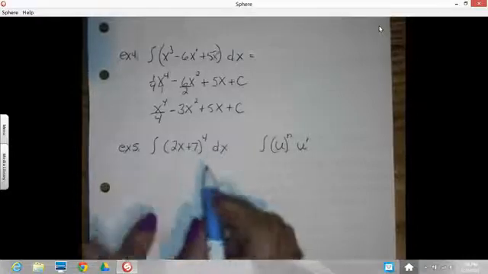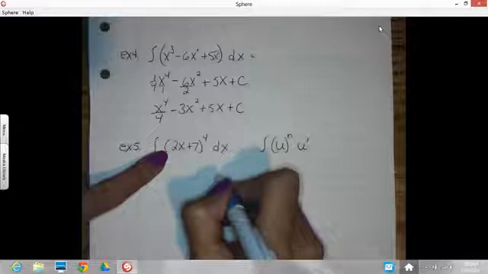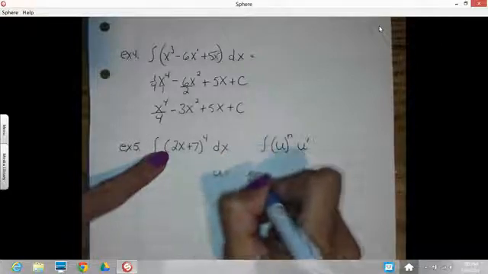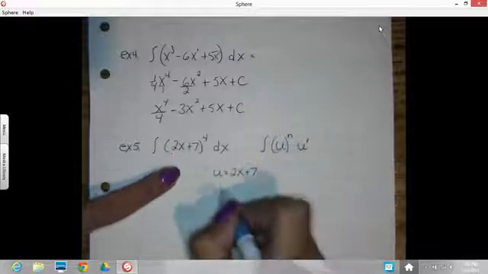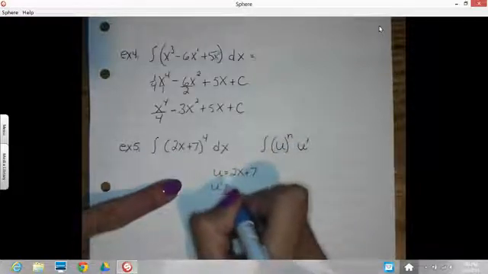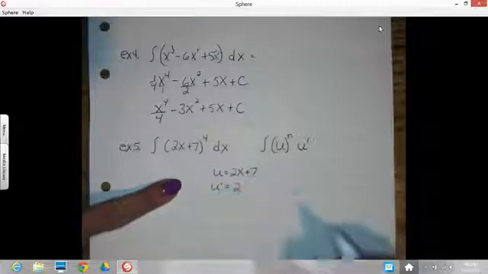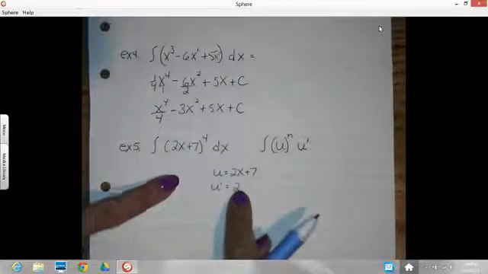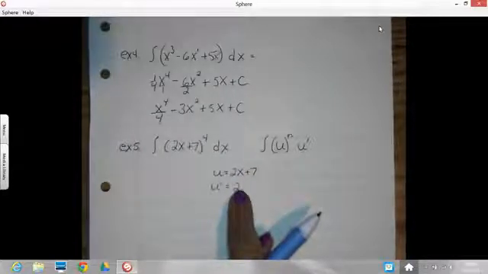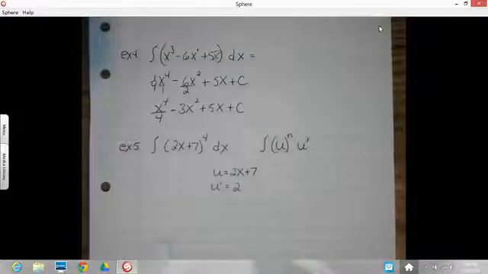But think about u as being this whole inside. U is 2x plus 7. So then u prime is equal to, the derivative here is 2, and that's a 0. Well, what I need attached to this dx is a 2. Well, I'm not allowed to just multiply by 2, but I am allowed to multiply by 1. So we're going to hit it with a 1. You're always going to hit it with a 1.